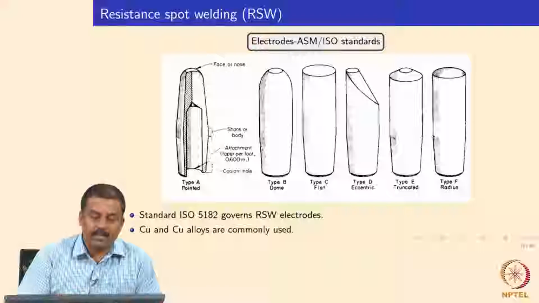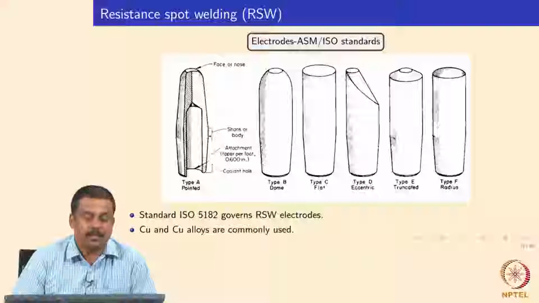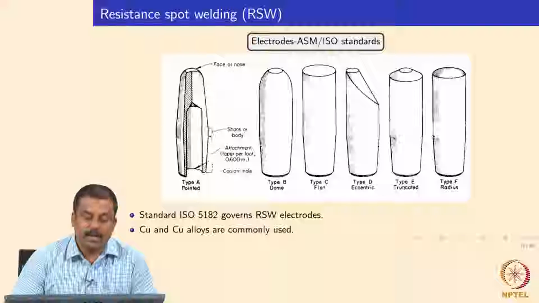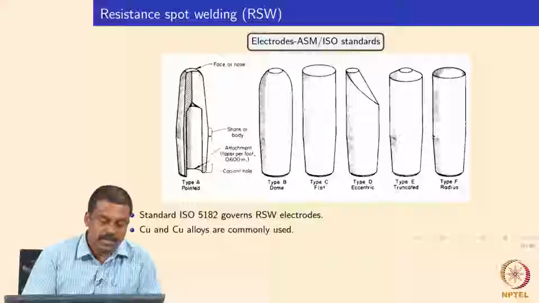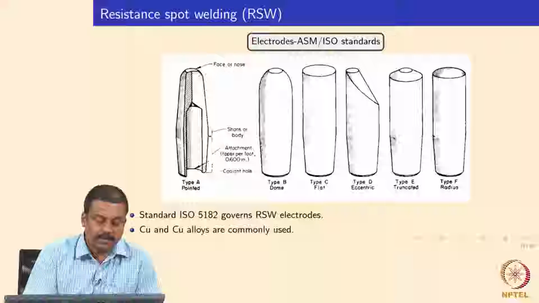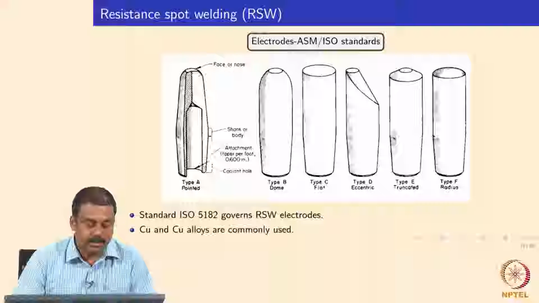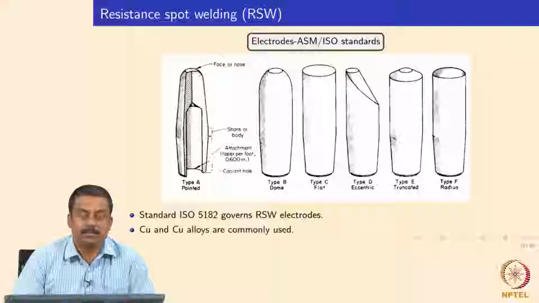So, we will continue to look at the process characteristics of resistance spot welding. We looked at the various shapes of electrodes used for resistance spot welding: type A, type B, type C, type D, E and F. And then we also looked at the most commonly used electrodes. Based on your weld geometry and accessibility, we can choose the electrodes we want to use in spot welding applications. And for future reference, you can look at ISO standard 5182, which governs the electrode dimensions and the shapes of the electrodes that are commonly used for resistance spot welding.